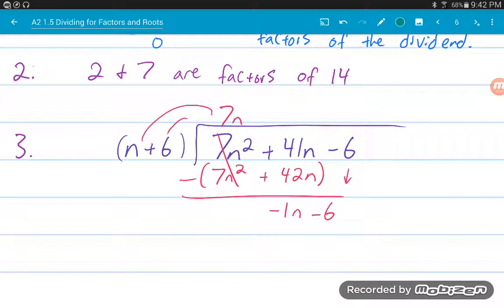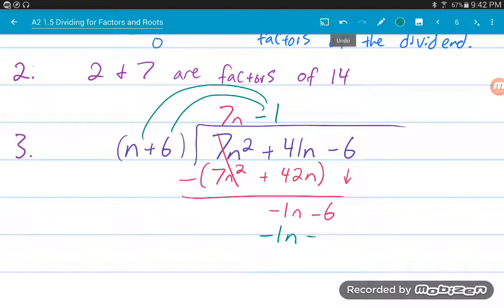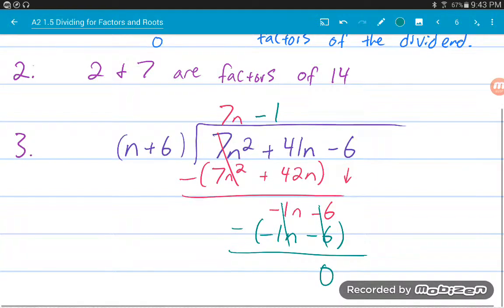Same questions again. How many times does n go into negative 1n? That's an easy one. Negative 1. Negative 1 gets distributed. I get negative 1n minus 6, parentheses, and subtract, and we get a 0 remainder. So what does that mean?